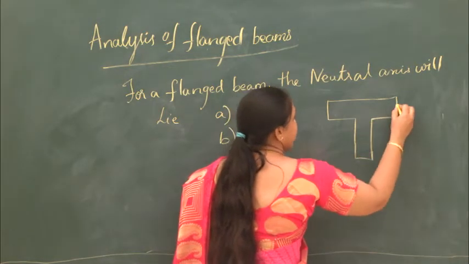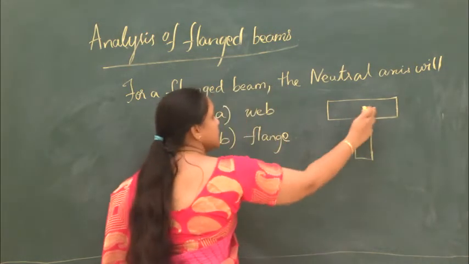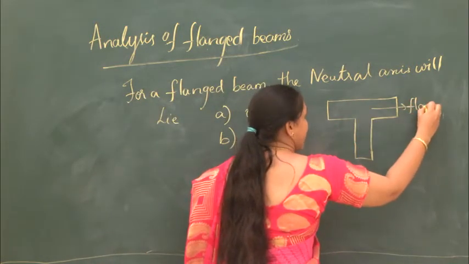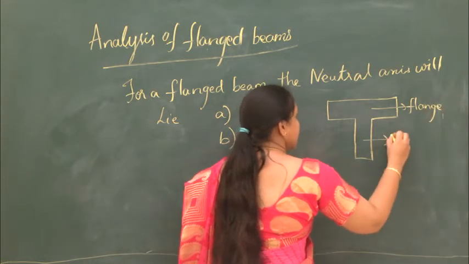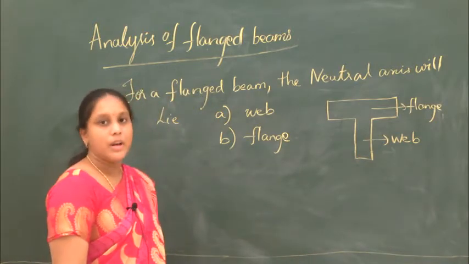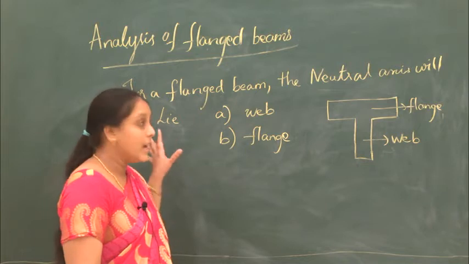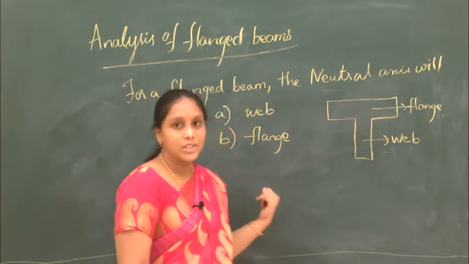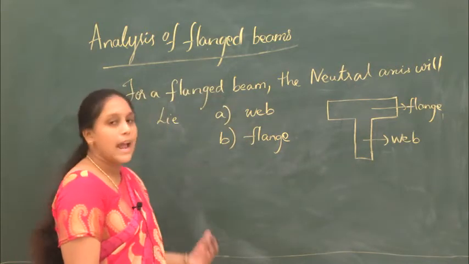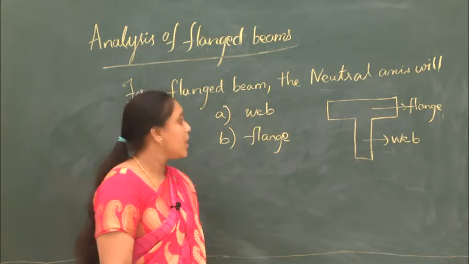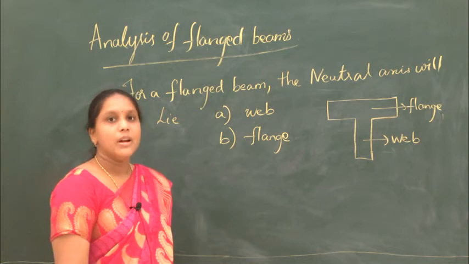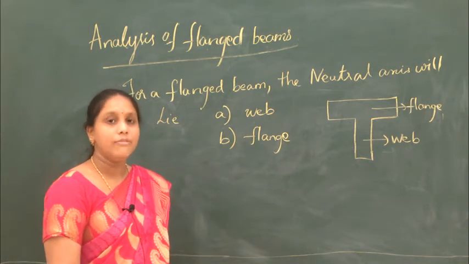beam. If we consider this particular T beam, so what is this part? This part is the flange part, and this part is going to be your web part. So, for a flanged beam, the neutral axis might be either in the flange or in the web. So, for analysis of flanged beams, based on the position of the neutral axis, we have 4 cases in the analysis of flanged beams.